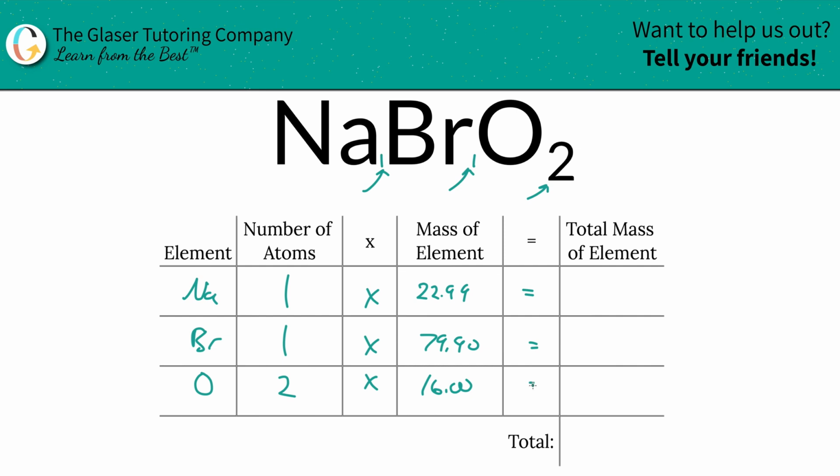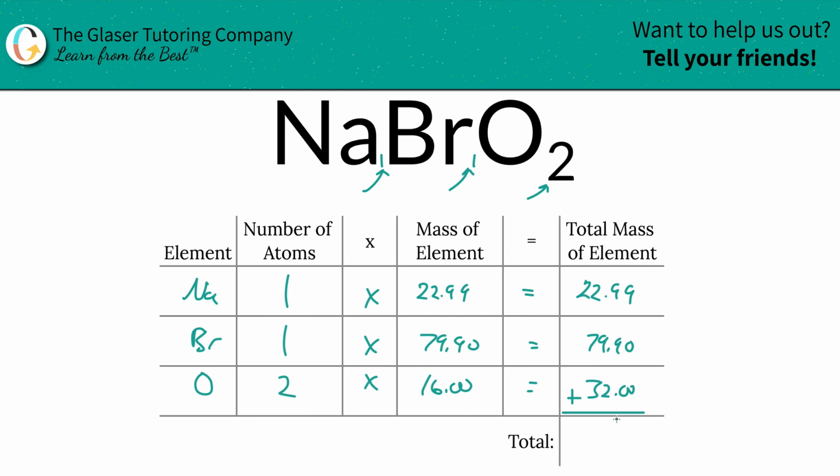Then all we're simply going to do is multiply across this row to find the total mass of that element in the compound. So for sodium, it was simply 22.99, bromine was 79.90, and oxygen was going to be 32 now, because you got to take 2 and multiply it by the 16.